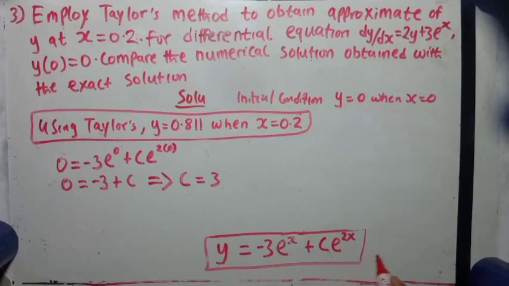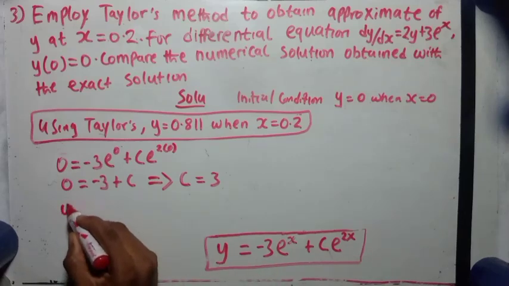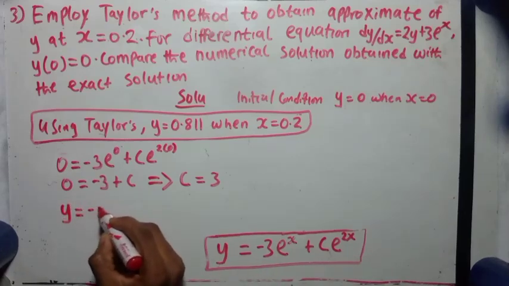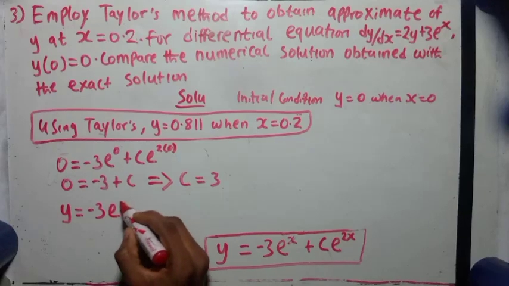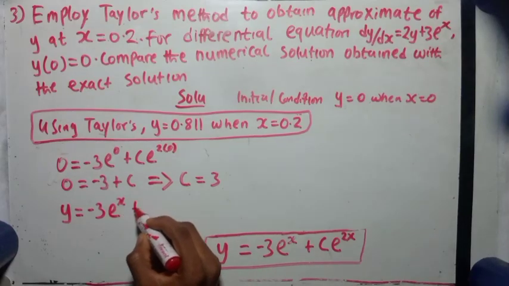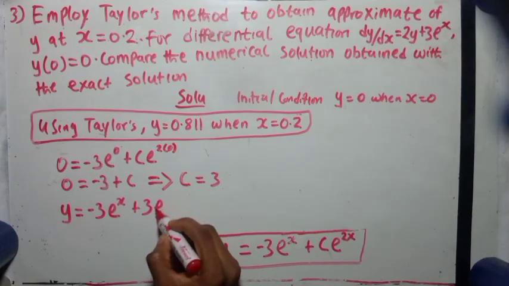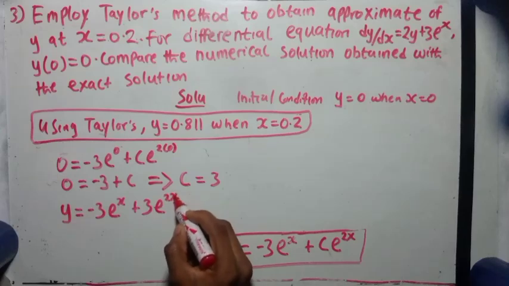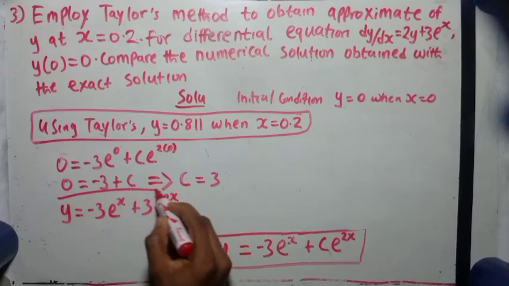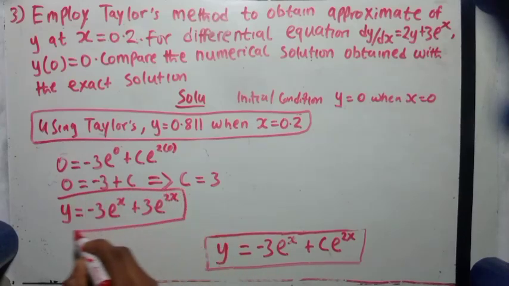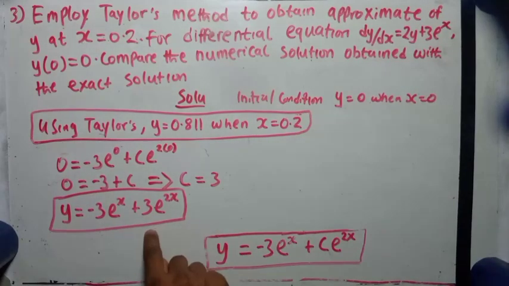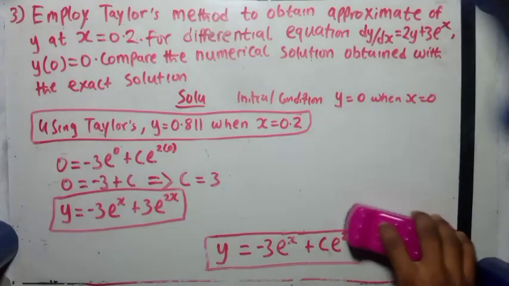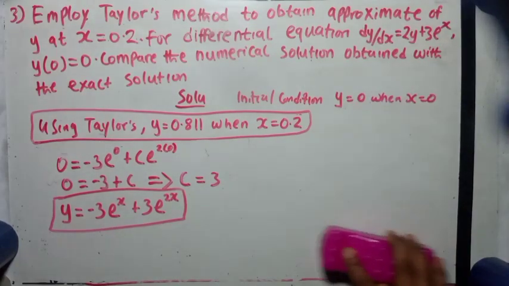So we can rewrite this formula to be y is equal to minus 3 exponential x plus 3 exponential 2x. So this is what we get when we integrate. Now we have succeeded in doing this.